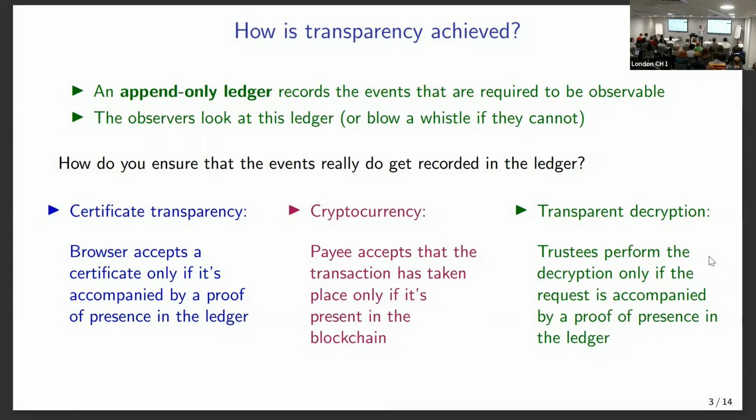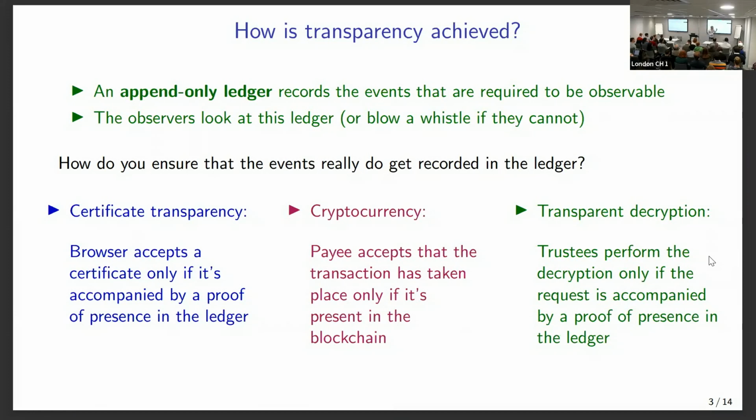So how do you ensure that events really do get recorded in the ledger? Well, in the case of certificate transparency, as I mentioned, your browser accepts a certificate only if it's accompanied by a proof. We could think what that proof involves, and I'll come to that in a moment, but it is some sort of proof of presence in the ledger. And in cryptocurrency, a payee, a receiver of a payment, accepts that a transaction has taken place only if, again, they can see that it's there in the ledger, in the blockchain.